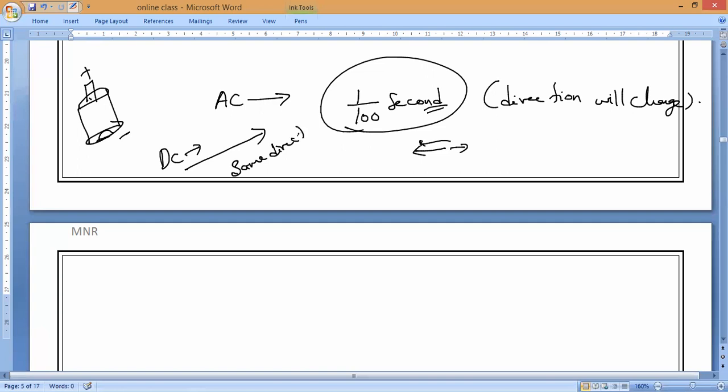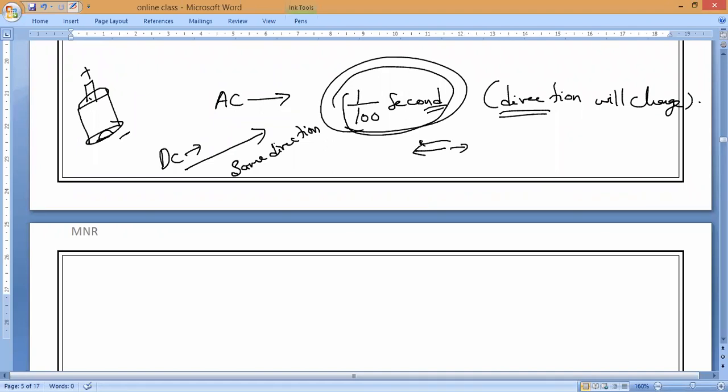So the same direction is DC current. The current which reverses its direction after a certain fixed interval of time, and in India that interval is 1/100 of a second, is called AC current. If you notice, the electricity supplied to our homes and industries everywhere is AC current only. The fixed current is what comes from batteries or dry cells. That is what you have to remember.